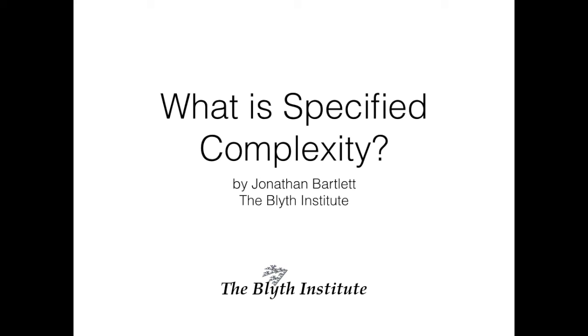I've found talking to a lot of people that there's a lot of confusion about the term specified complexity. Even among both supporters and detractors of intelligent design, a lot of people are unclear what specified complexity is. Therefore, I thought I'd put together a little tutorial about what specified complexity is, how to compute it, and what it means.